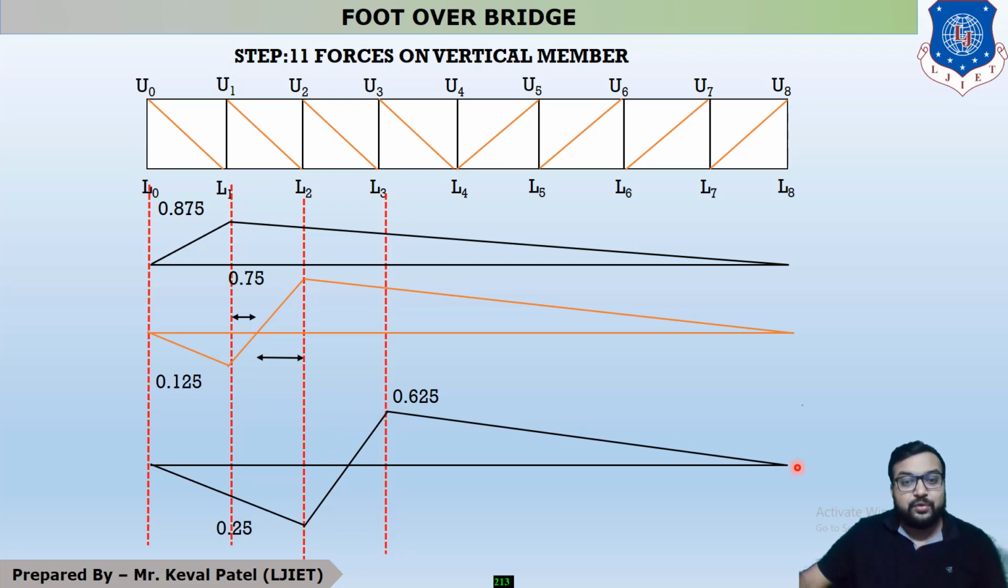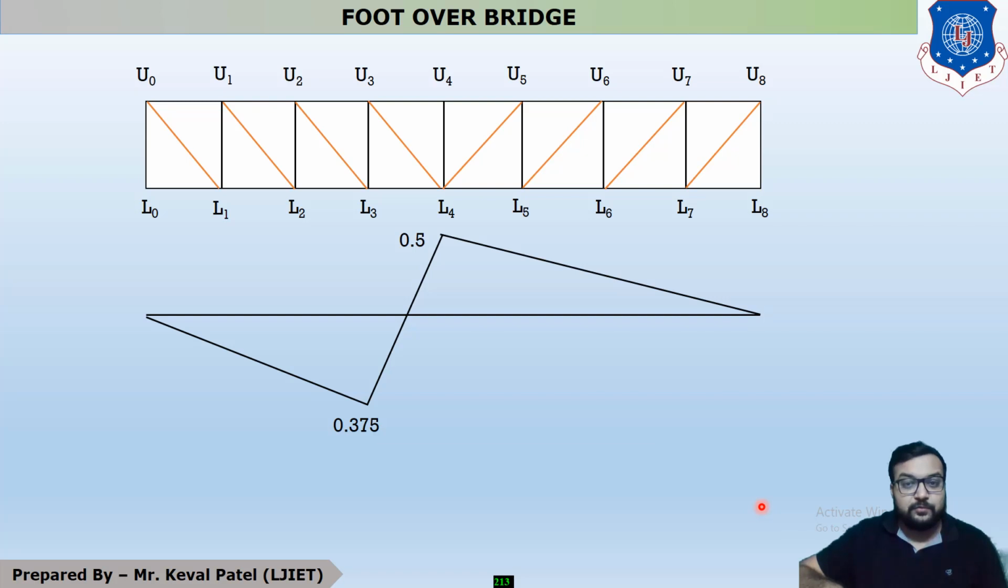And your last vertical member is U3L3, and for U3L3 your maximum answer is at the point of U4 and L3. So that diagram is like this. Okay. So this is the influence line diagram. Now whenever you have to find out forces, you can see that some of the portion is in compression and some of the portion is in tension.